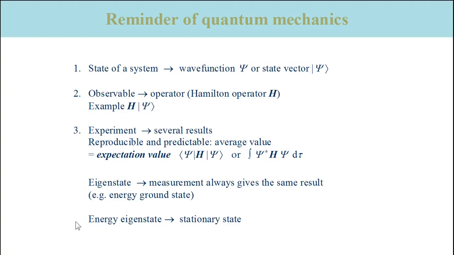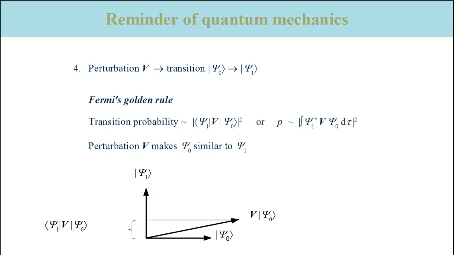If the system is in an eigenstate of the Hamilton operator, then it remains in that state for infinite times. One says that the state is stationary. That means it does not change with time. No transitions to other states are possible. However, transitions between energy eigenstates are fundamental to understand spectroscopic experiments. How does this fit together?